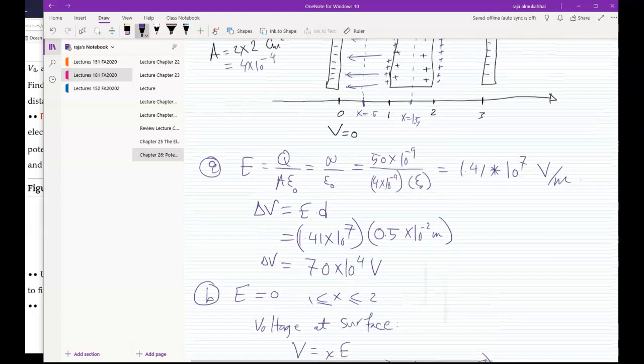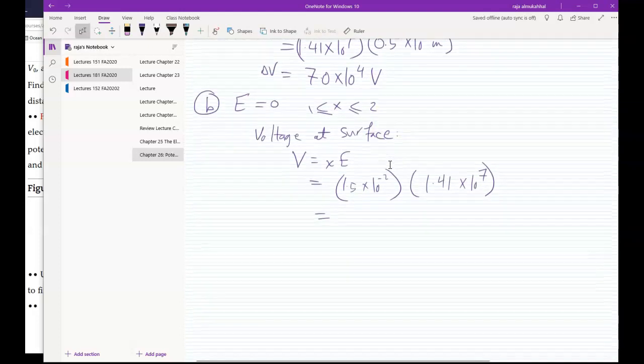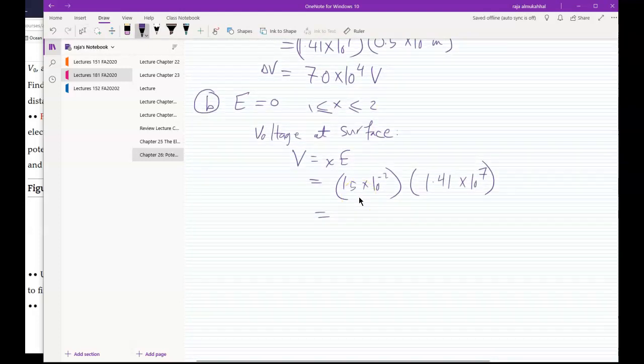Hold on, I'm sorry. At the surface, it's x equals 1, or 2. 1.5 is inside, sorry. The surface is equal to 1, so that means this is x equals 1 here, where x equals 1 centimeter. So that's going to be 1 here. Is that right? I'm trying to erase that thing. There we go. In this case, that will give me 1.41 times 10 to the 5th volt. Okay, this is at the surface.